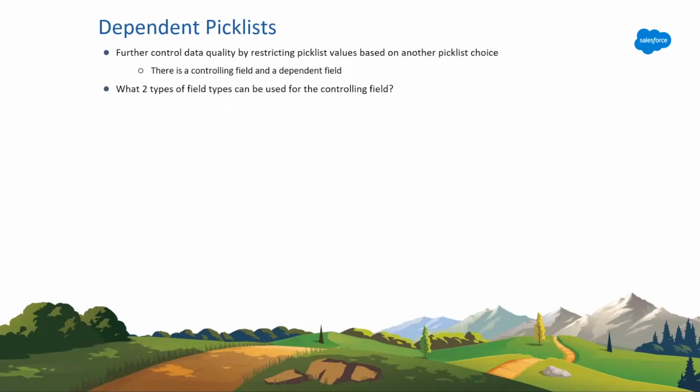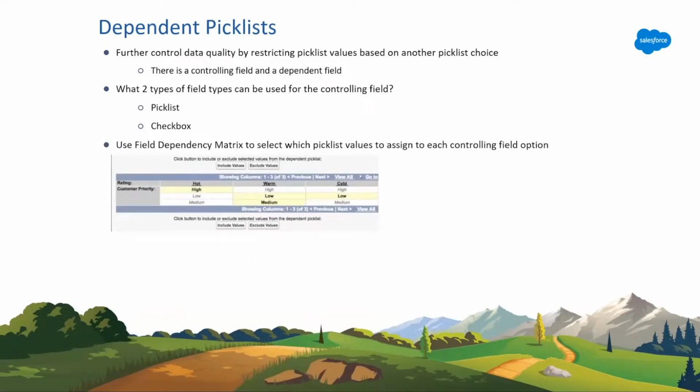Another one? Anyone? A pick list and a checkbox. Yeah, you got it. So these are the only two types of fields that can be used as the controlling field. And you can see you just use a field dependency matrix to select which pick list values to assign to each controlling field. So across the top where it says rating, that's just an example.